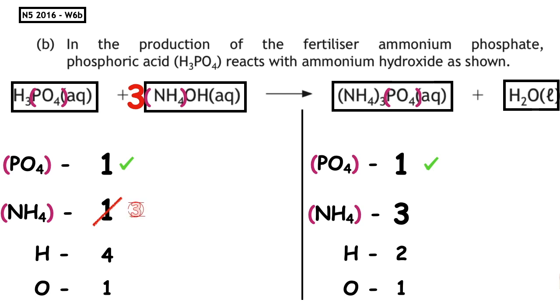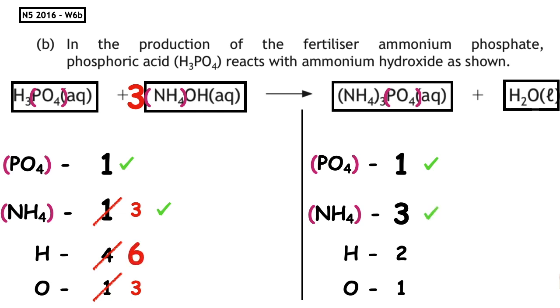How many ammonium ions do we have inside the box? We have 1. 1 times 3 is 3. How many oxygens do I have inside the bracket? I have 1. 1 times 3 is 3. How many hydrogens do I have inside the bracket? I have 1. 1 times 3 is 3. However, remember we still have the 3 hydrogens which are present in the phosphoric acid. 3 plus 3 equals 6. The ammoniums balance, so we can tick them off.